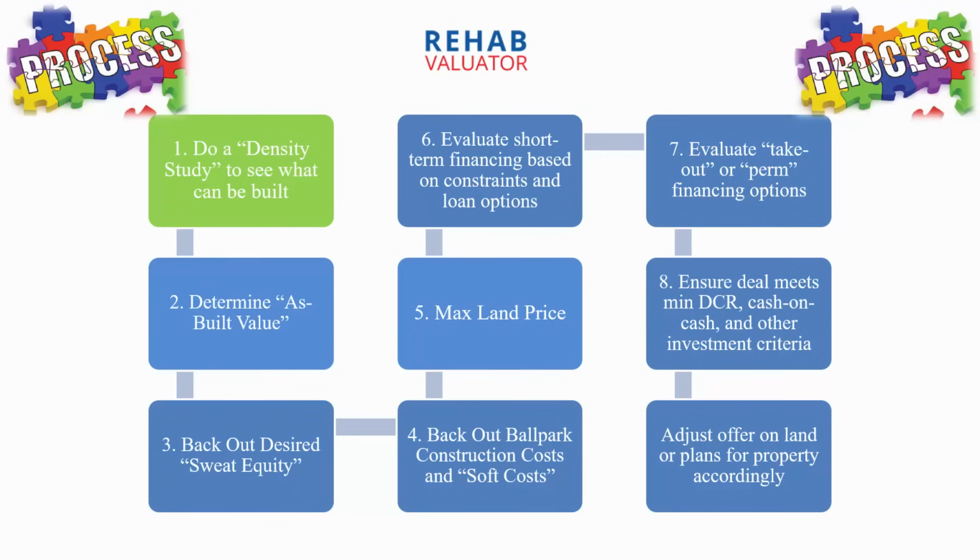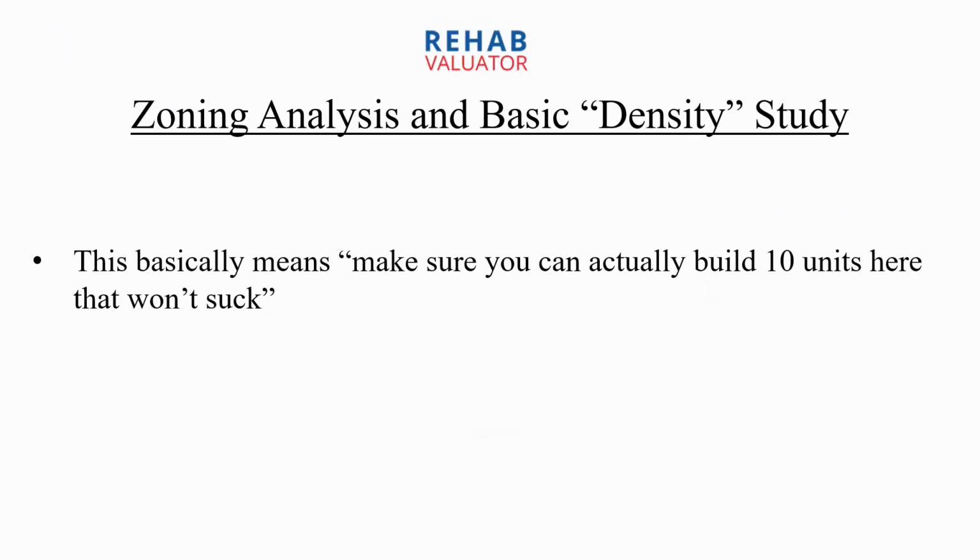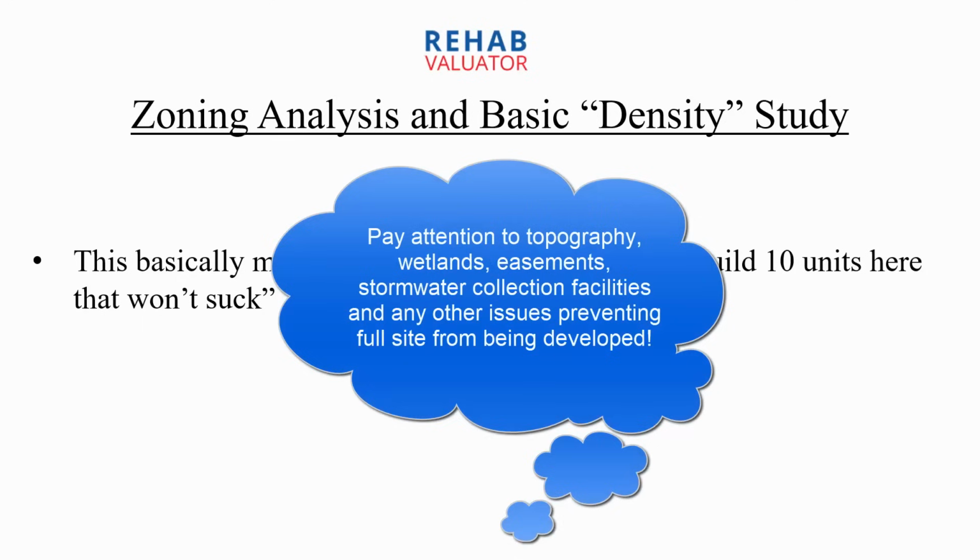So step 1, do a density study to see what can be built. This basically means make sure that you can actually build 10 units here that are not going to suck. Just because the zoning allows you to build 10 units, because of the various other constraints of the zoning code or the site, you may not be able to put 10 units there that are going to make sense. Maybe half of the site is flat and the other half completely drops off via a hill, for example. Well, if you can only go by right 3 stories, you're going to have a hard time actually putting 10 units there. Just as an example, right?